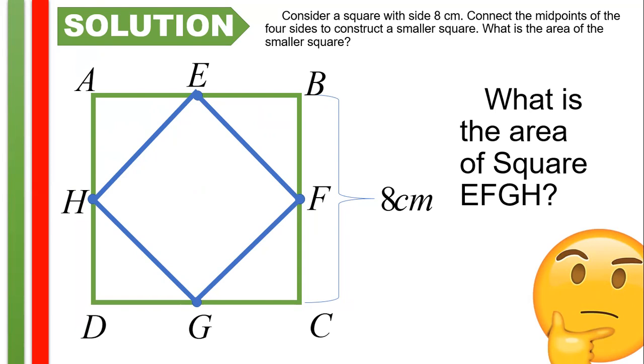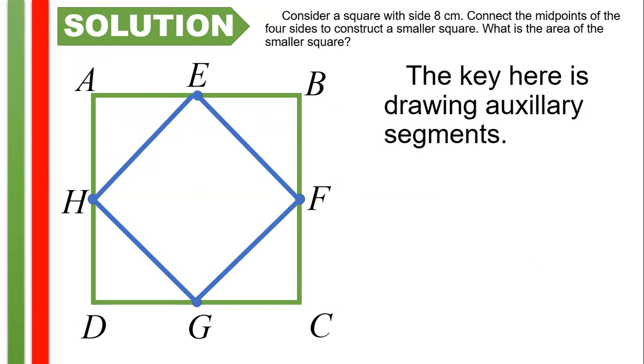Now, from here, the key is drawing auxiliary segments. But before I draw the auxiliary segments, there are many ways of doing this problem. Others would do it using the Pythagorean theorem. Others would do it in other means based on the geometric properties or the algebraic properties that they know. But for this solution, for a multitude of solutions possible, what I'll be showing you is how to solve it by drawing auxiliary segments. So here, I will connect the opposite vertices of EFGH.